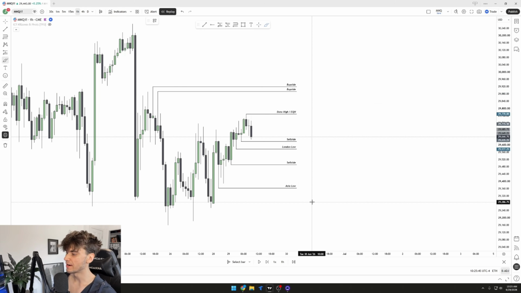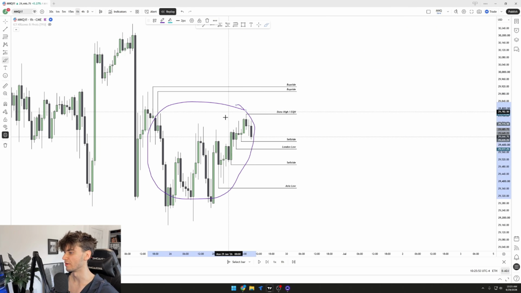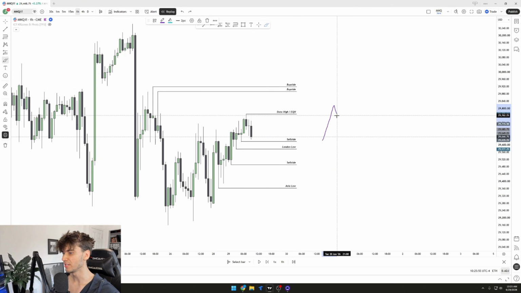All right, so on the higher time frame, these are the levels that I had marked out. As you can see, it's a little bit of a mess. Like this 1 hour is sort of in a range and it's not really clearly showing any sort of trend towards an obvious draw in liquidity.